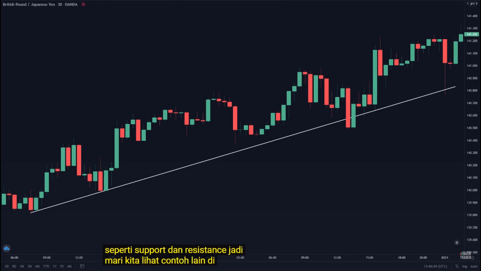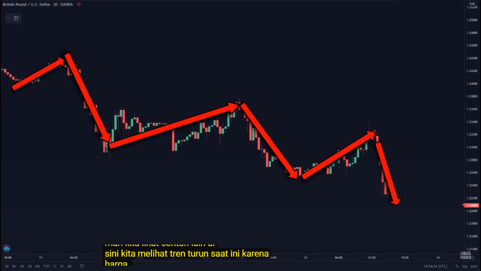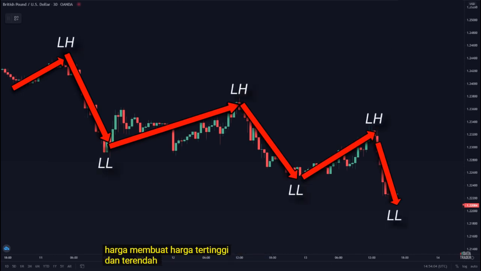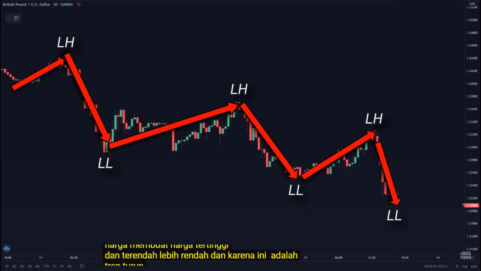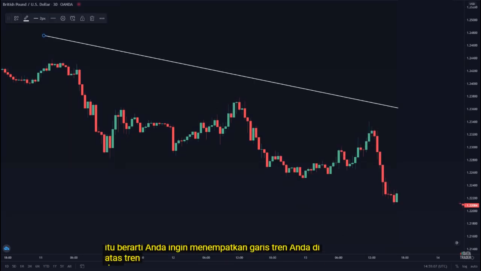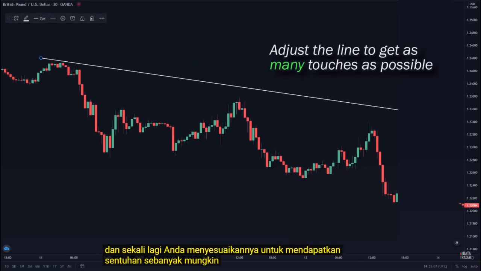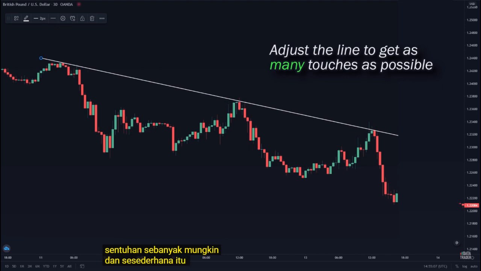So let's look at another example. Here, we spotted a current downtrend as prices made lower highs and lower lows. And because this is a downtrend, it means you want to place your trend line above the trend. And again, you adjust it to get as many touches as possible. And so it's that simple.